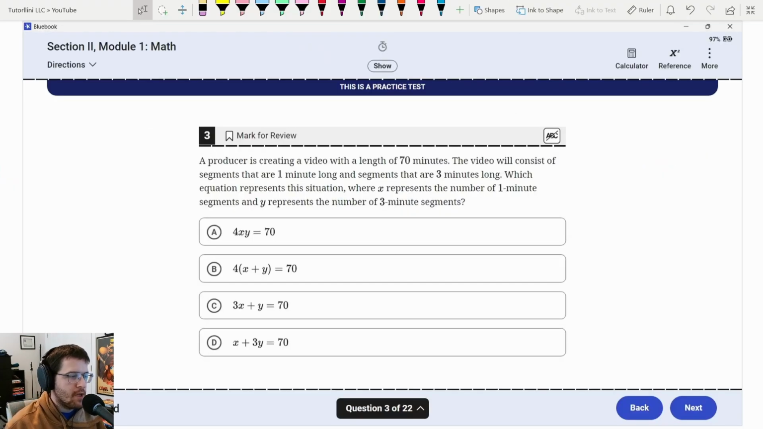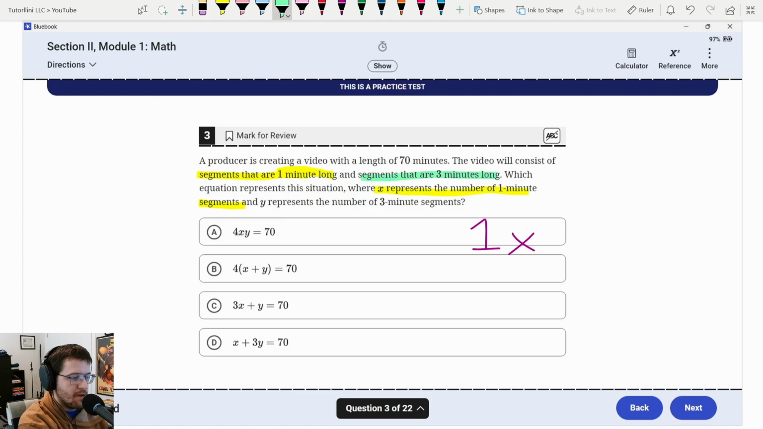Okay, question 3. So for this one, I kind of see that we've got some 1 minute long segments, and x represents the number of 1 minute long segments. So that term that represents the total number of minutes from those segments, you just multiply them together. So 1 times x. So for example, if x were 5, you've got 5 1 minute segments. 5 times 1 is 5, so 5 minutes of footage. Hopefully that makes sense.